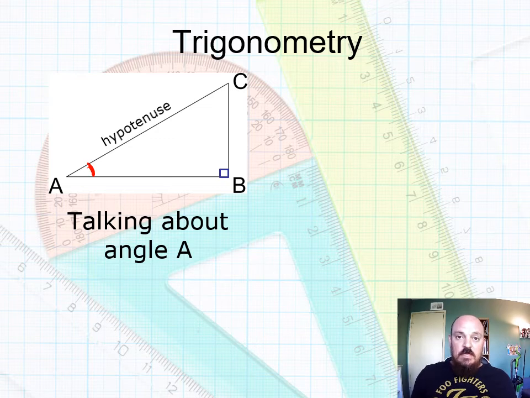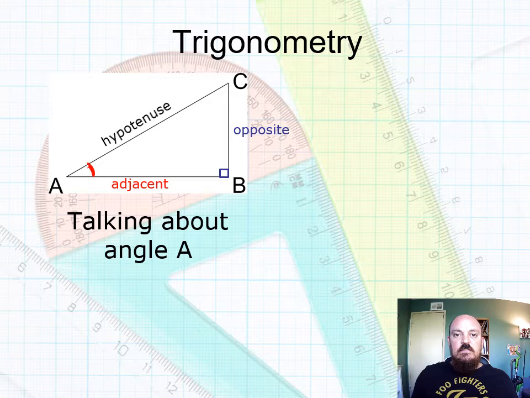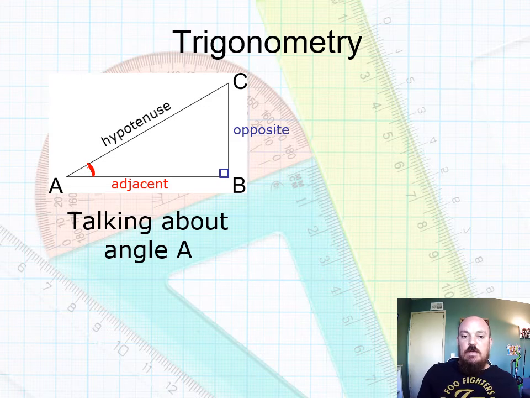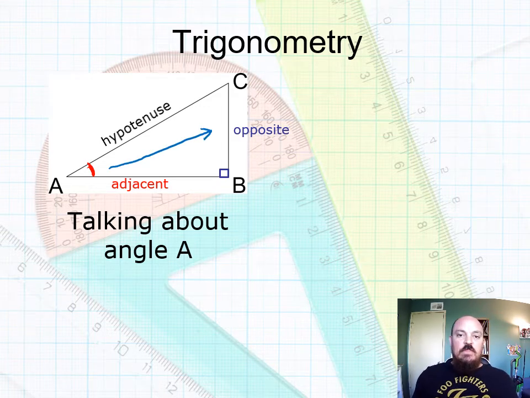Now what that means is when I go to label opposite and adjacent, it would look like this. Opposite means opposite from that angle. So once I decided I was talking about angle A, right there, that's the opposite. Opposite means across the triangle from that angle. And adjacent means next to that angle, connected to that angle. So that's how you figure out what opposite and adjacent are.